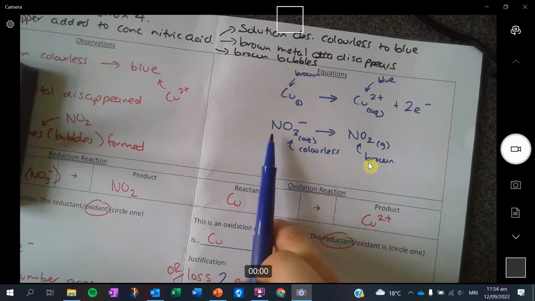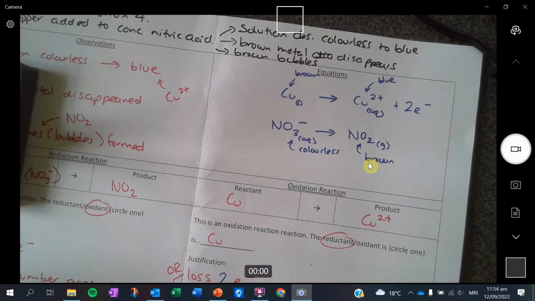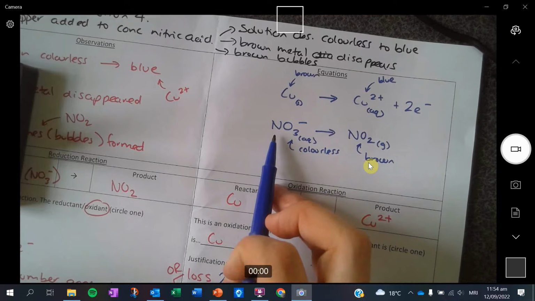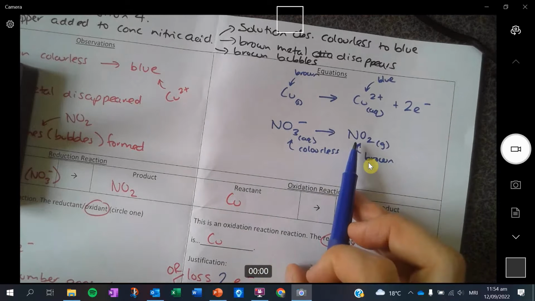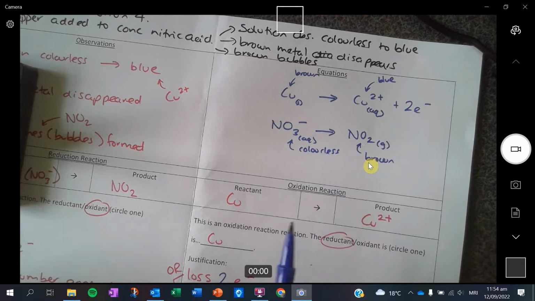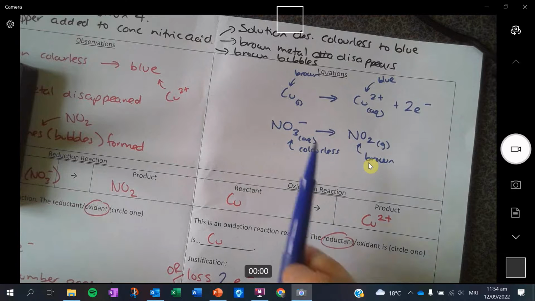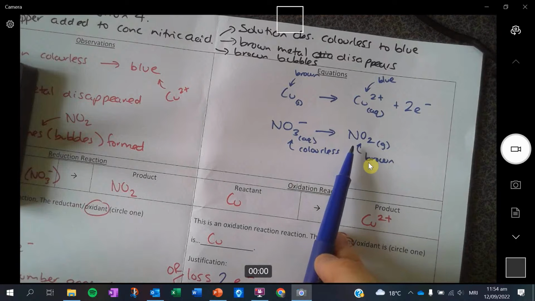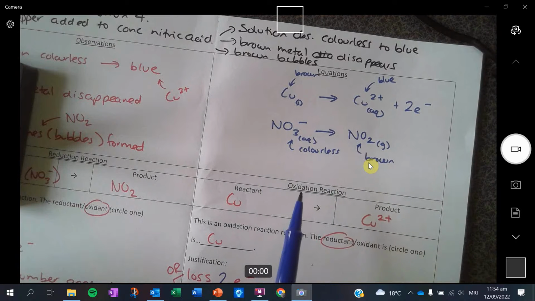All right, so first step, is the nitrogen balanced? How many are on this side? 1. How many are on this side? 1. So the nitrogen's balanced, we can leave it alone. Do you want me to go through that again? Okay. Nitrogen on this side is 1. Nitrogen on that side, still 1. So it's balanced.